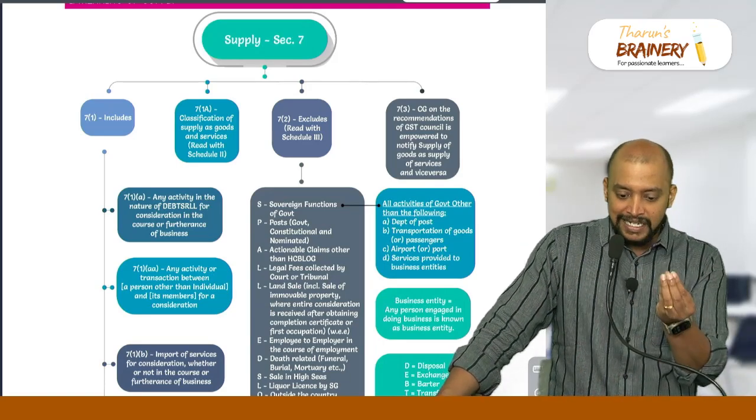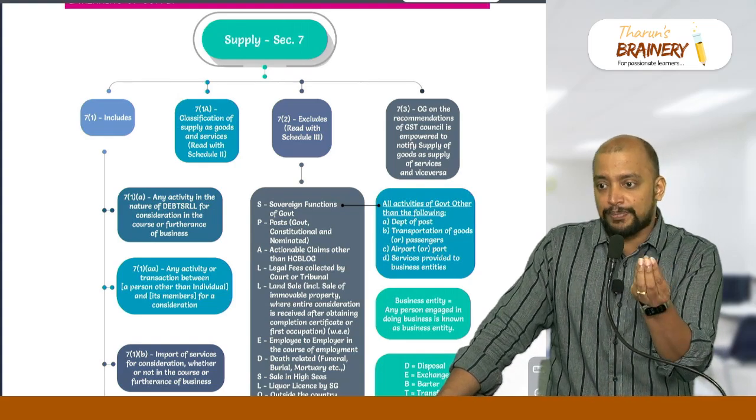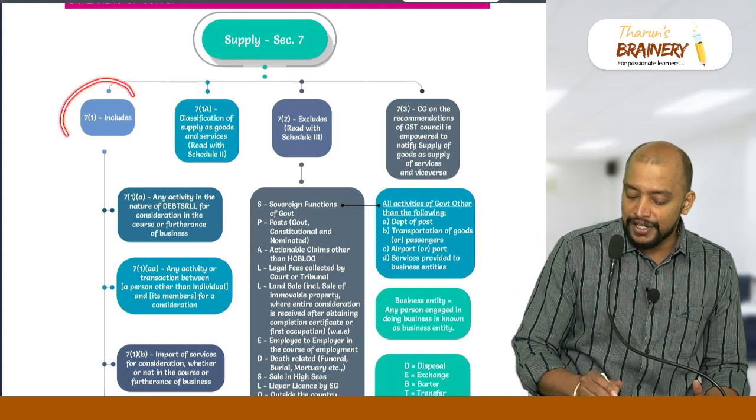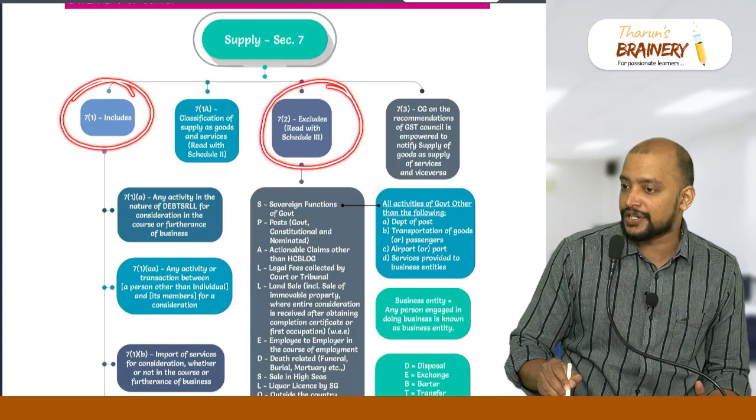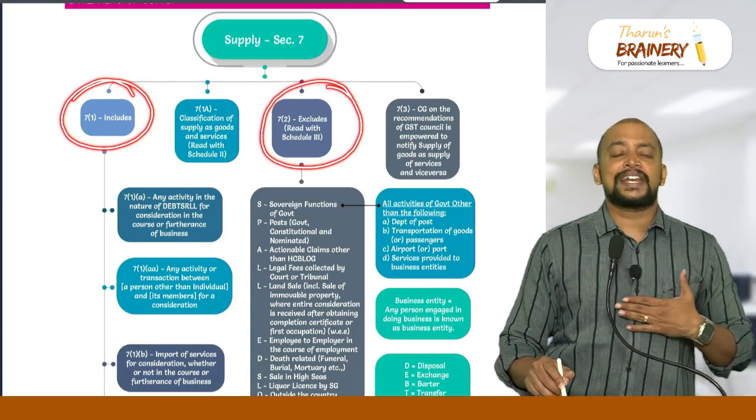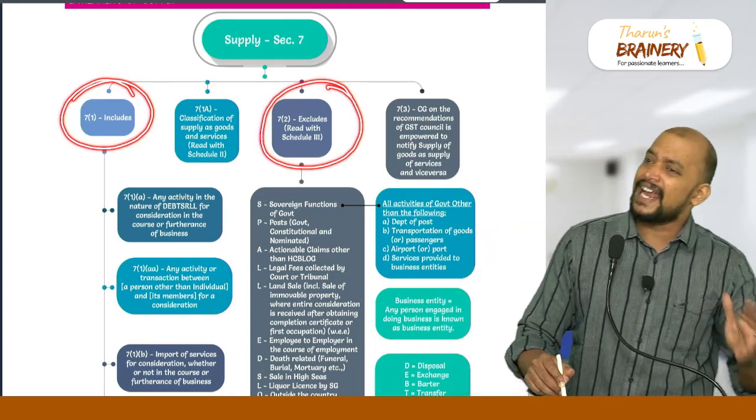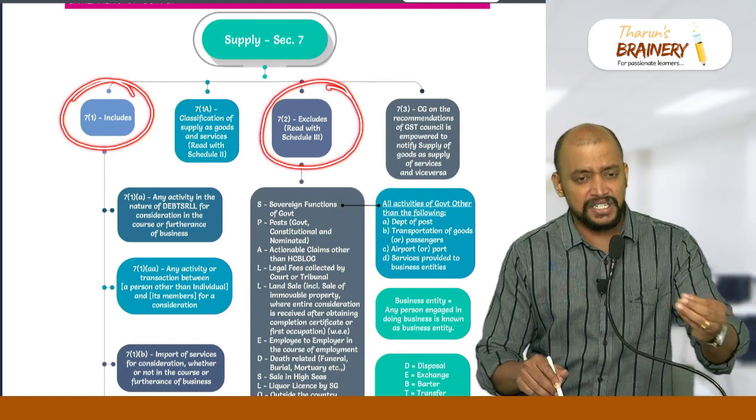First, to know whether an activity becomes a supply or not, we need to see Section 7 subsection 1 and 7 subsection 2. Based on that, you know whether an activity becomes a supply or not. Any activity for that matter, any activity or any transaction.